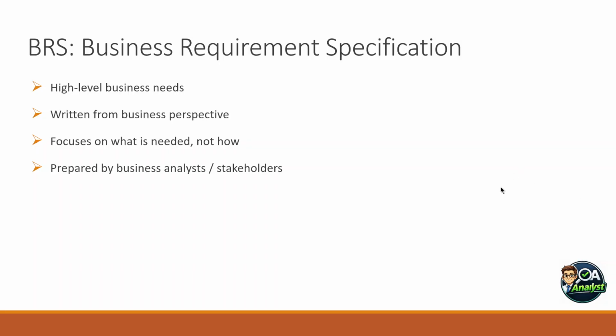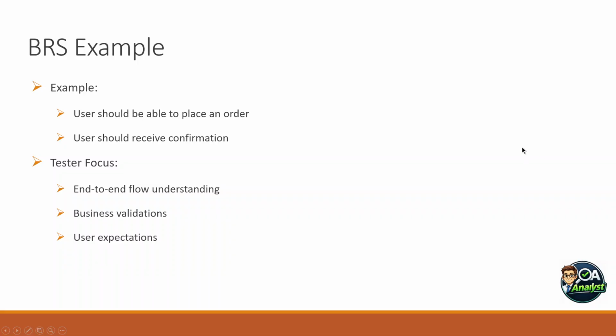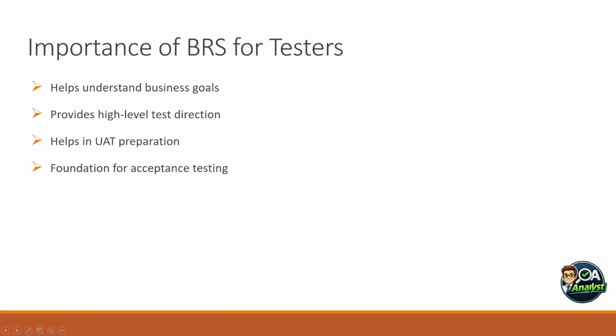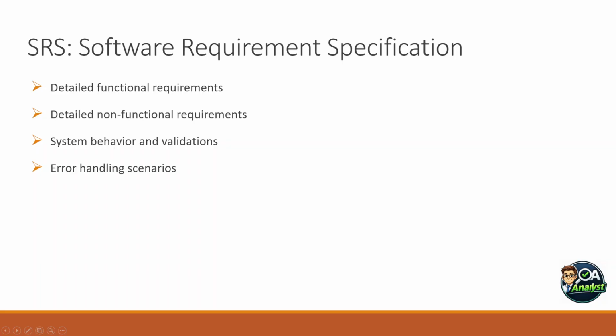Now let us move to the next important document, that is the SRS document, software requirement specification document. SRS is a detailed document compared to BRS. While BRS talks about what the business wants, SRS talks about how the system should behave. The SRS usually contains detailed functional requirements, detailed non-functional requirements, validation rules, and error handling conditions.